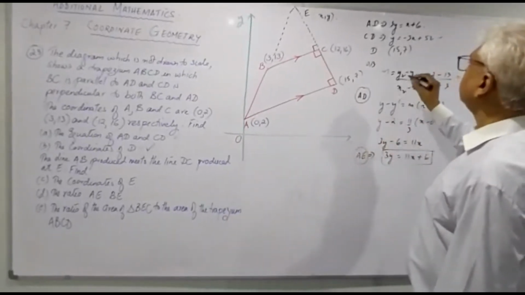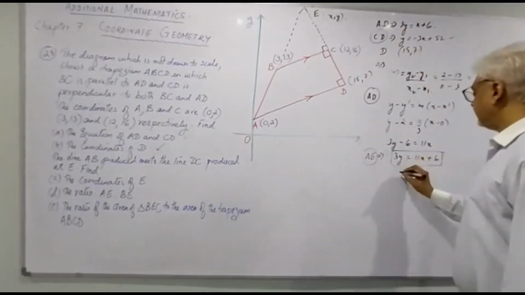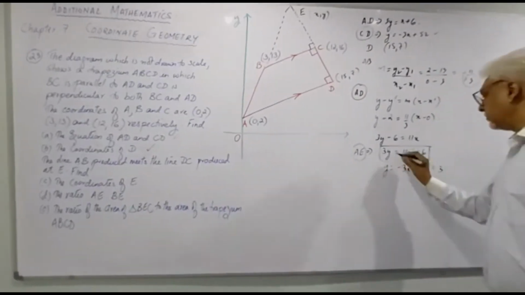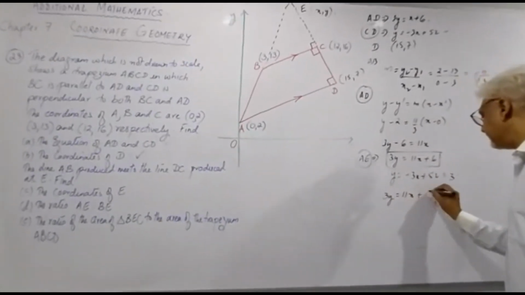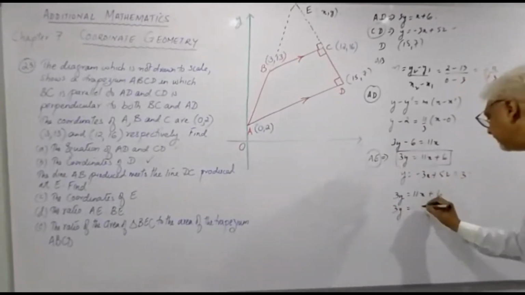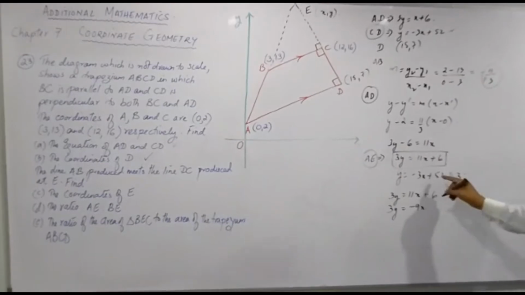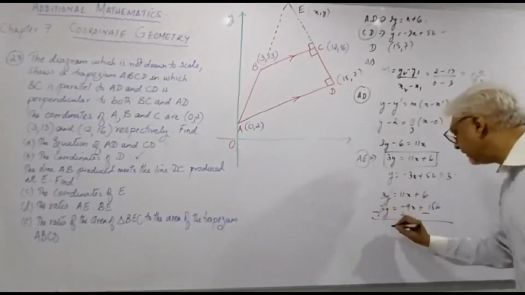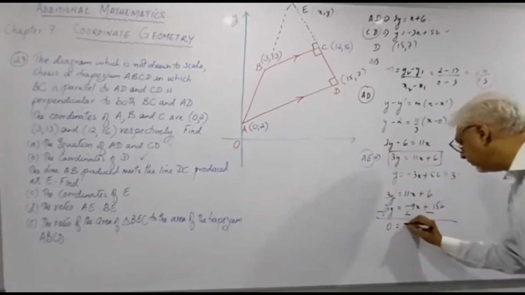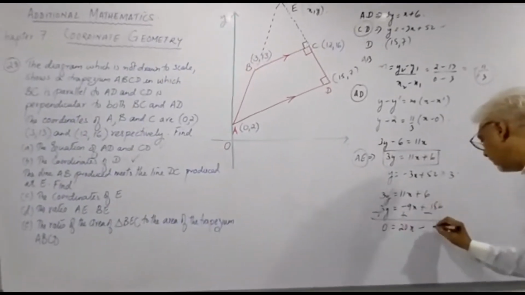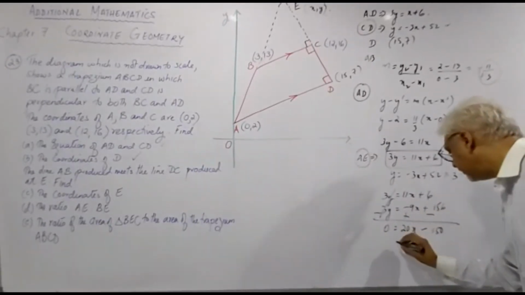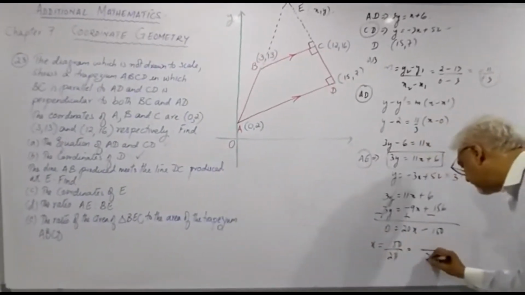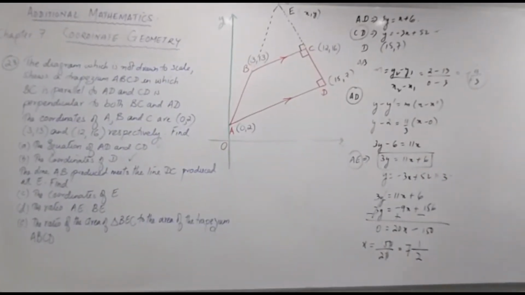Now, we know the equation of CD, which is y equals minus 3x plus 52. Let's multiply this by 3. So this will give us 3y equals 11x plus 6, and 3y equals minus 9x plus 156. We subtract them. The 3y terms cancel out. 11 plus 9 will give you 20x, and this will give you minus 150. So we take 150 on the other side, 150 divided by 20 is equal to x. So 7.5. This is the value of x.